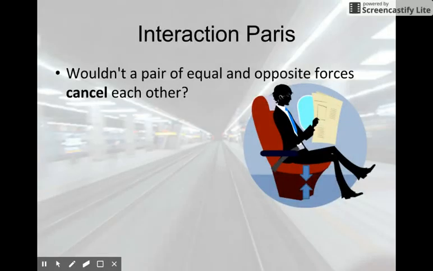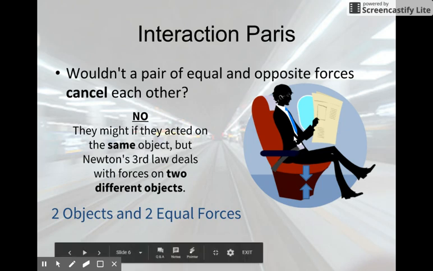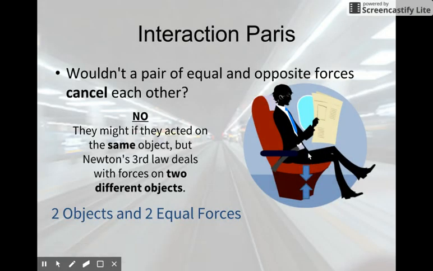If we're talking about equal and opposite forces, we would think they would cancel one another out. But they do not. This is because we have two objects and we have two forces. One force acts on object 2, and the object 2 force acts on object 1. They're acting on two different objects. So we have two different objects, two equal forces, not acting on the same object. If they were both acting on the same object, yes, they would cancel. For example, one force acts on the chair, and one force acts on the person, the person pushing down on the chair.